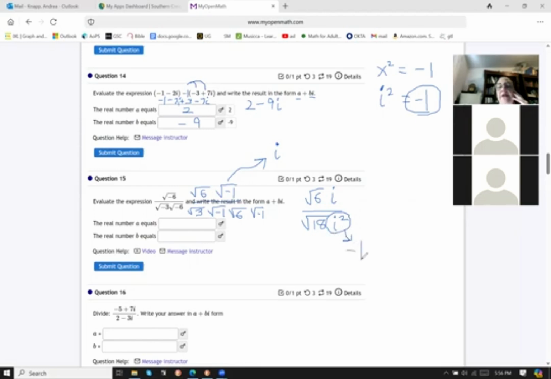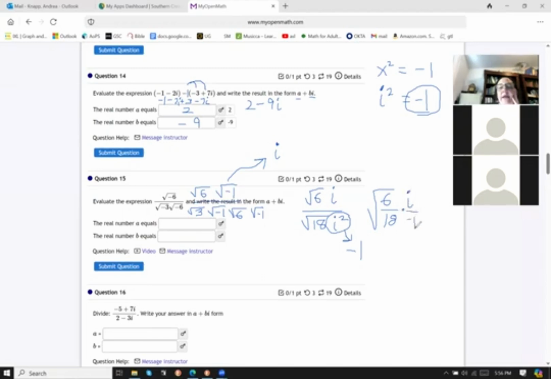And now another thing we can do to simplify here, we have a root 6 over a root 18. So we can simplify that and put it all under the same radical. And 6 over 18, we still have the I here. We still have the negative 1. I squared is negative 1.